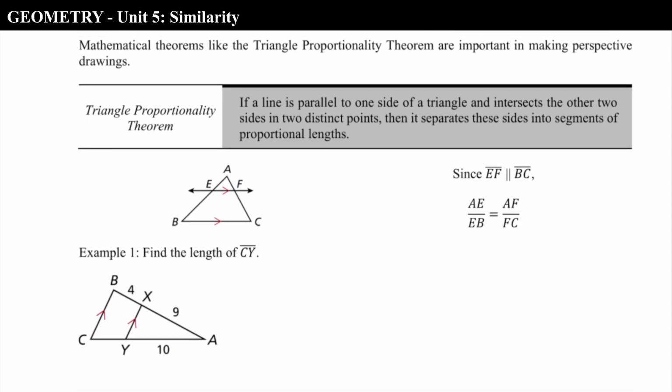So we're going to find the length of CY, this short part here. Well, we can set up 9 over 4, this long part to this short part, equal to the long part over the short part of this one, so 10 over CY. If you cross multiply, you get 9CY equals 40, and then divide by 9, and you get CY is equal to 40 over 9, and that will not reduce. And that's all there is to it. We're just setting up the proportions and solving for what we don't know.